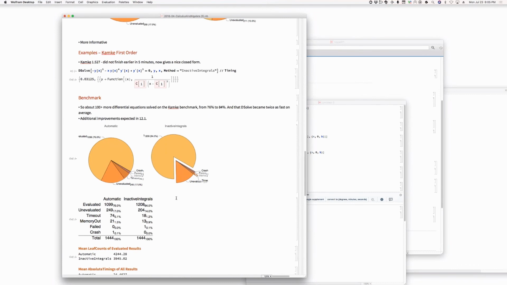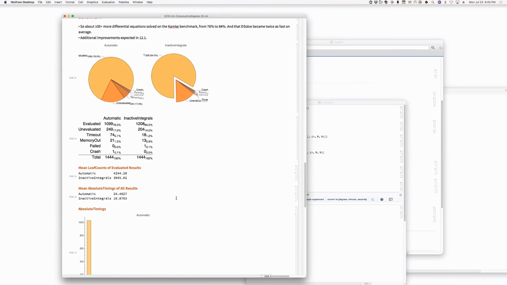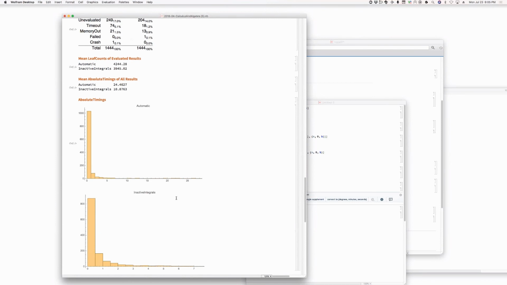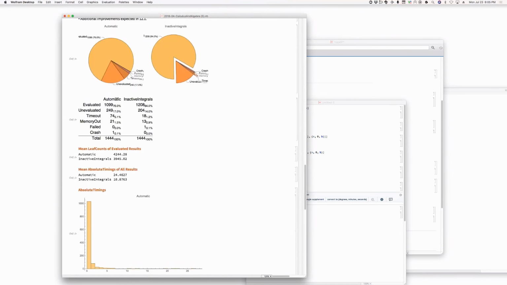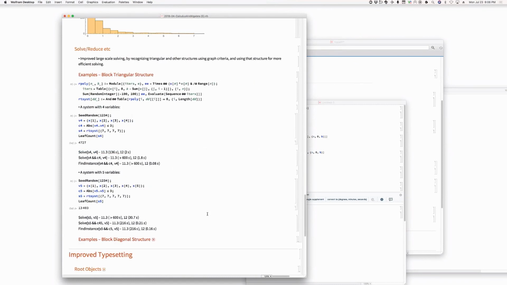I don't know what happened to this magnification, but these are leaf counts. Okay, cool. You're saying you now count that as a success. Yes, exactly. So we changed the game a little bit. Yeah, so this is now a completely different thing here. This is reduce. So these are recognizing dependent structure or independent structure to get a big performance gain.